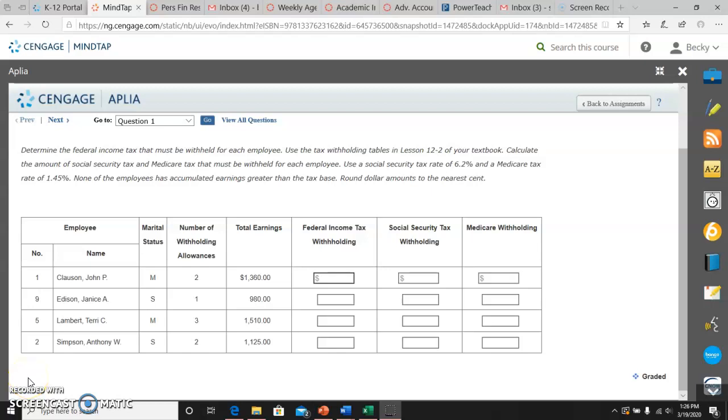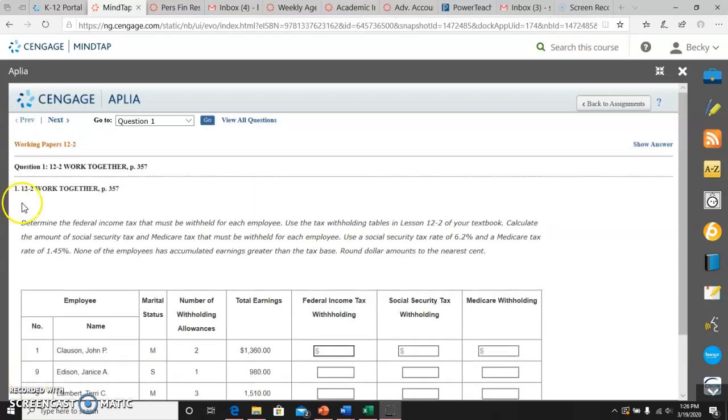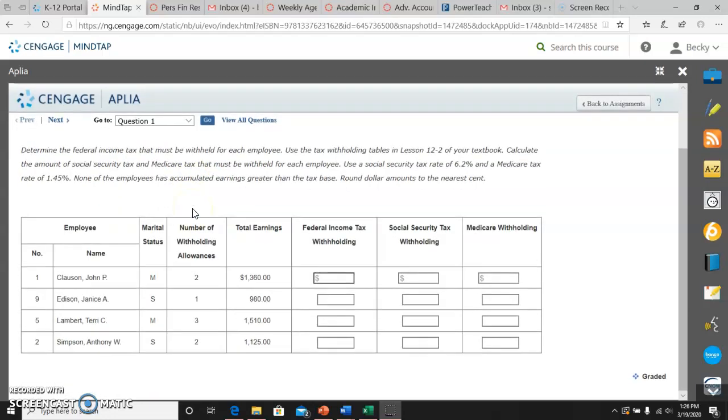Hello again. Let's get started on 12-2, Work Together. It's on page 357. It tells us to determine the federal income tax that must be withheld for each employee. Use the tax withholding tables in lesson 12-2 of your textbook. Those are on page 353 for single people and on page 354 for married people.